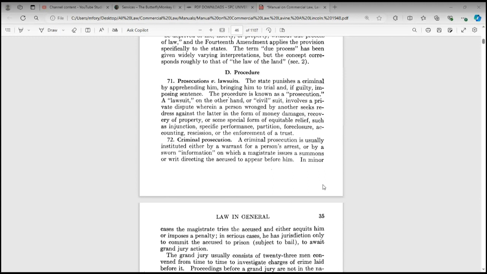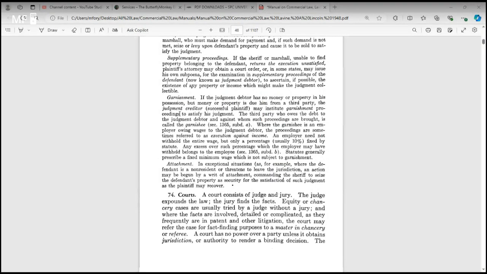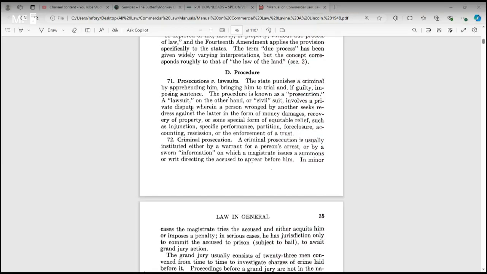But to continue, so this is part D of chapter 1, specifically starting with section 71, and this goes to like 105, I think it is. I'm going to try to kill that today. So to continue, part D, procedure.